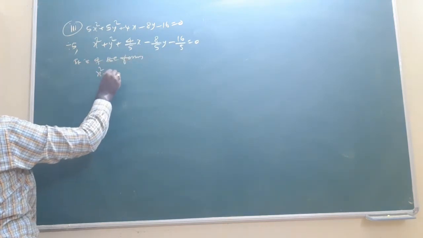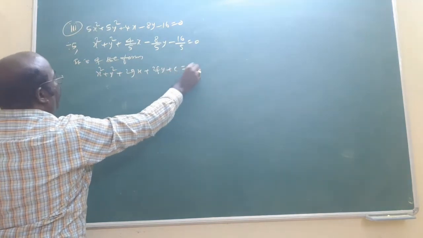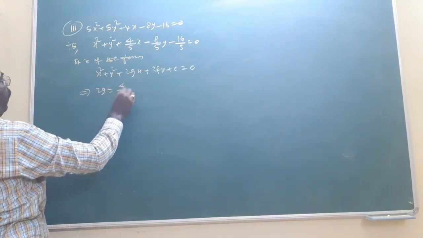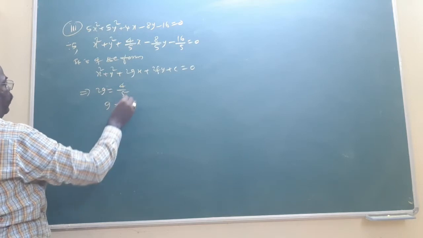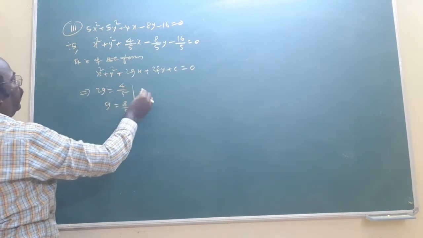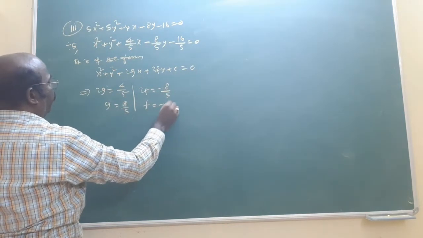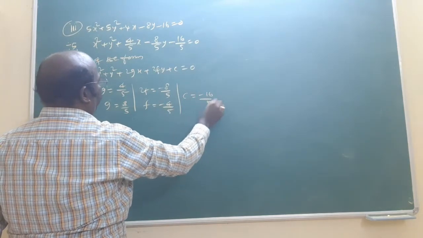x square plus y square plus 2gx plus 2fy plus c equal to 0. Now comparing, 2g equal to 4 by 5. We want g, divided by 2, it is 2 by 5. Am I right? 2f equal to minus 8 by 5. f equal to minus 4 by 5. c equal to minus 16 by 5. Am I right?